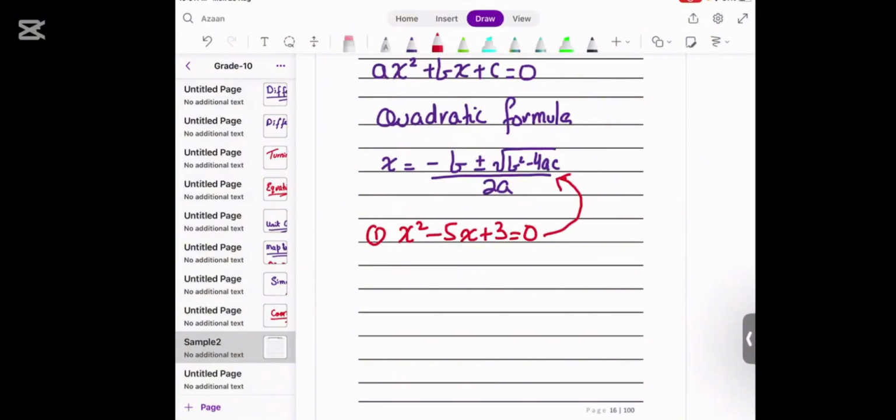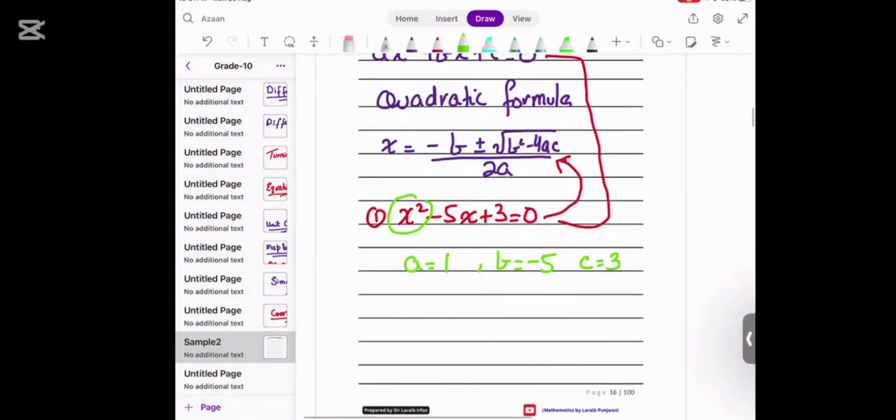Okay. So if we compare this equation with the general equation, you can see that a will be equal to 1. Because there is no number written with x squared, this means there is 1. Now, b will be minus 5. You have to write the negative sign. Most students made a mistake: they didn't write the negative value. And c will be 3. So we got a, b, and c. Now we just need to put the values in this formula.